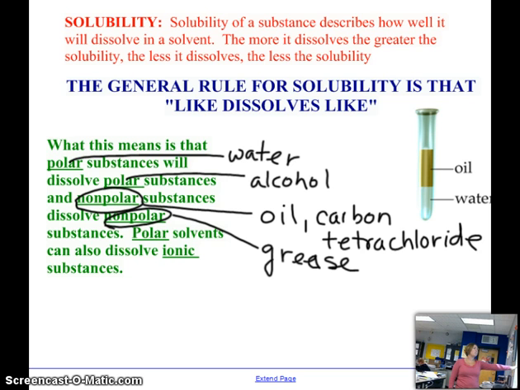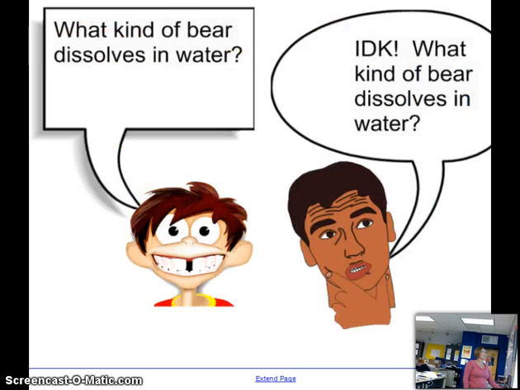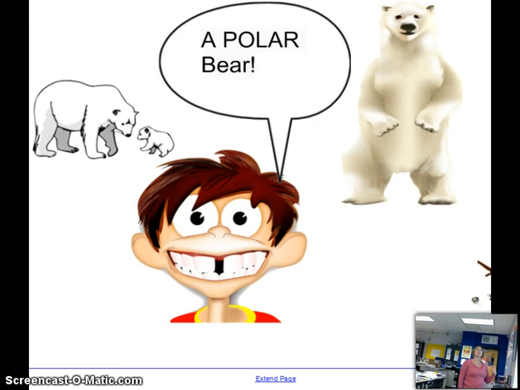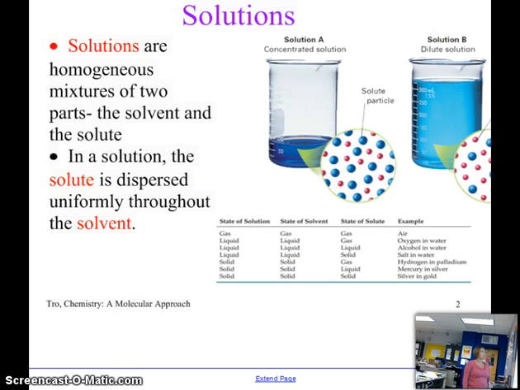You can also have polar things like water dissolving ionic things, okay? Metal to non-metal. So the big joke is, what kind of bear dissolves in water? And I don't know what kind of bear dissolves in water. A polar bear, because like dissolves like. Water is polar and it will dissolve the polar bear.